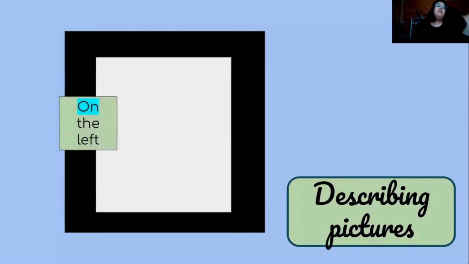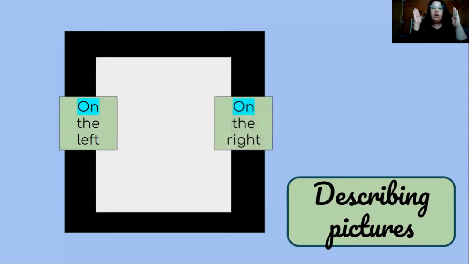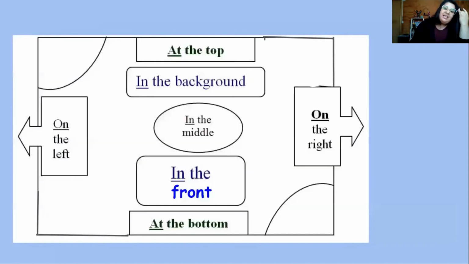Then we have this. On the left. And on the right. Left, right. On the left, on the right. So, at the top, at the bottom, in the middle, in the background, in the front, on the left, on the right, okay? Next. Here we have a picture of all of them. ¿Ya? Aquí tenemos la foto de todos los que acabamos de decir.